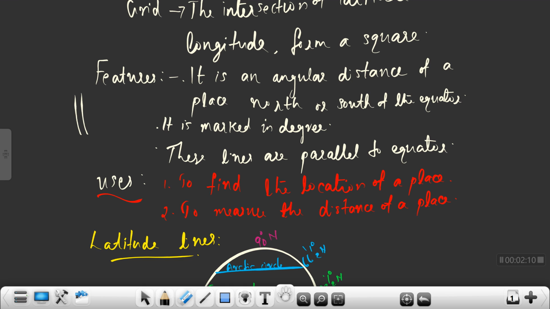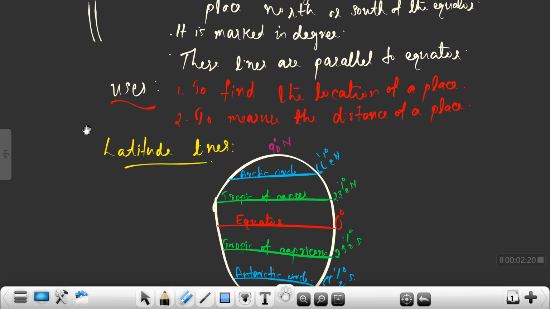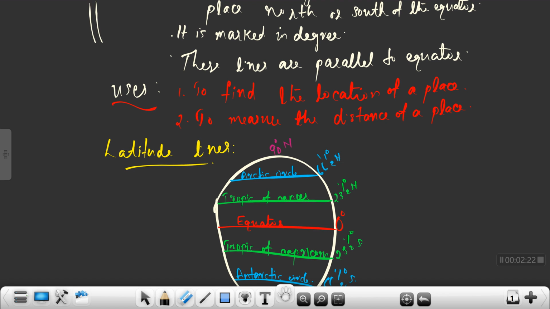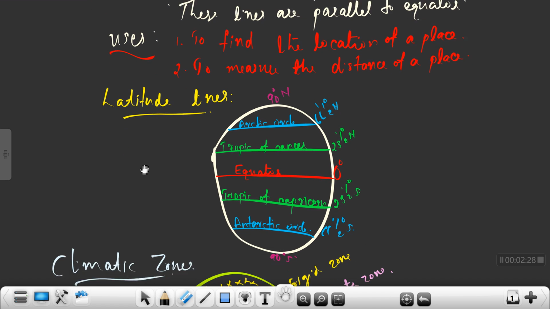Then what are the uses of these latitude lines? You can find out the location of a place and measure the distance of a place. Generally, we use the latitude lines to find the location of a place and to measure the distance of a place.